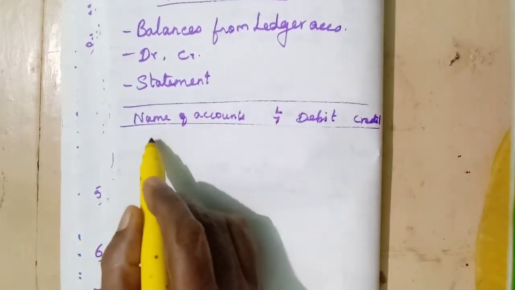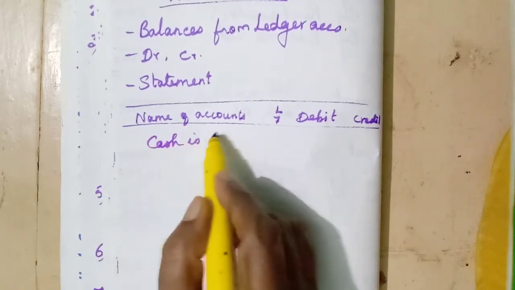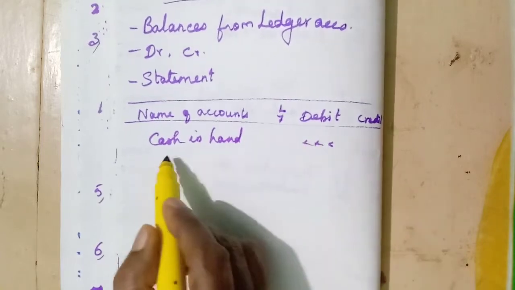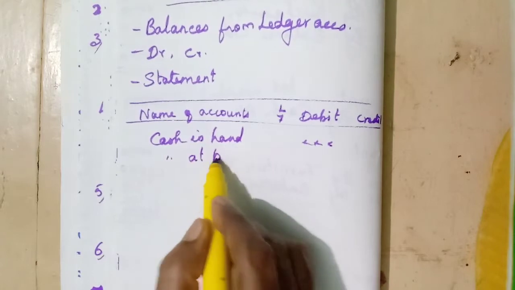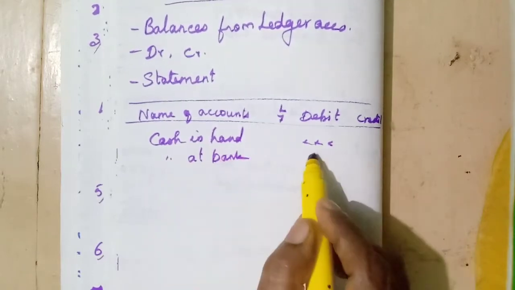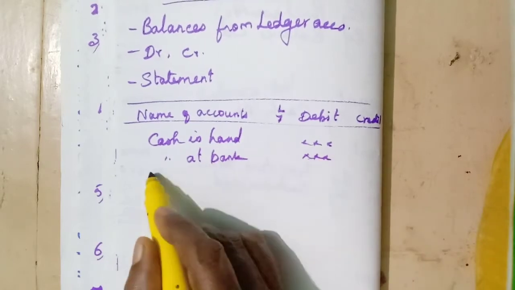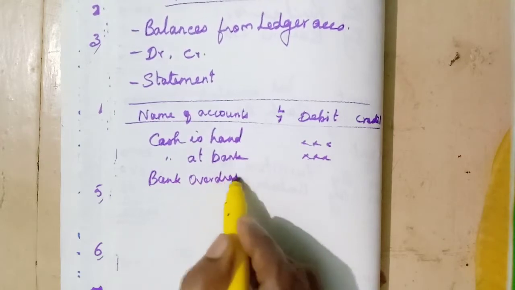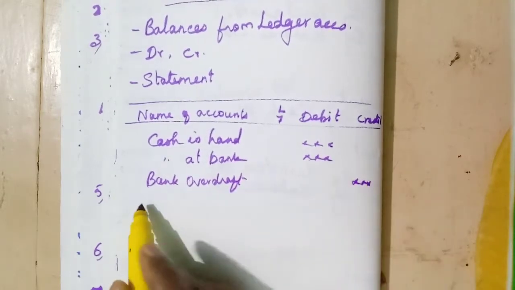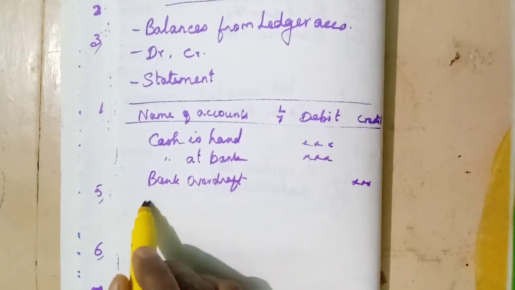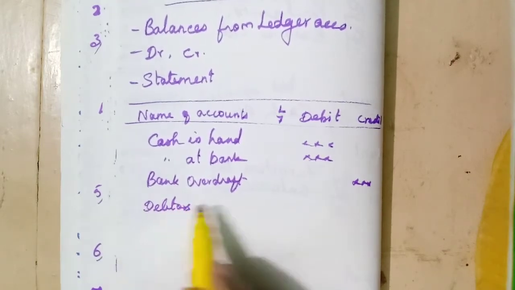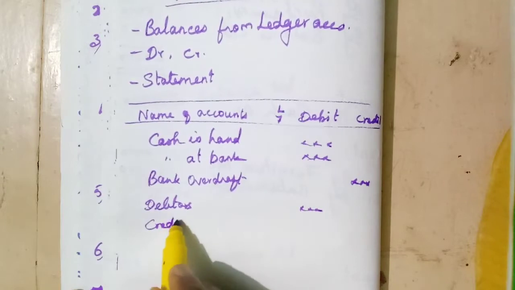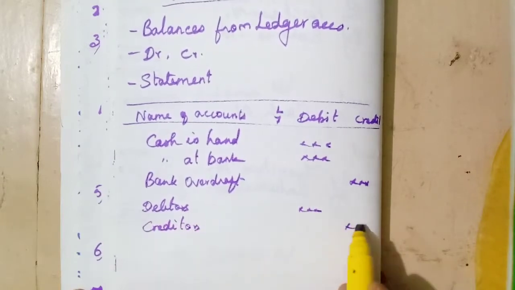Okay. Then here you have to write. If it is cash in hand, we will write cash in hand. There it will be a debit balance. Then cash at bank. That also will be a debit balance. Or if it is bank overdraft, if it is credit balance, we have to write as bank overdraft, credit side. Then all the assets, debtors, debit balance. Then creditors, it will show credit balance.